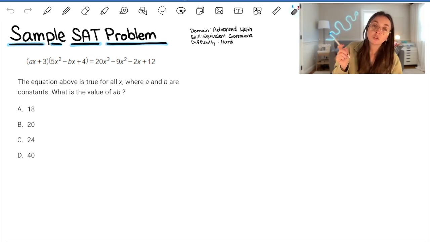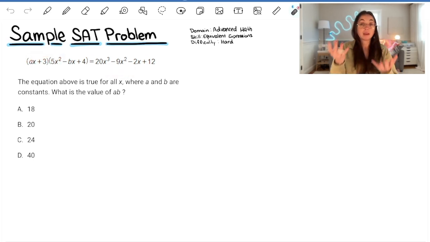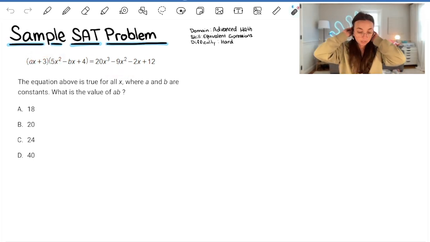So the way to do a problem like this is we have to recognize that this left-hand side is going to be equal to the right-hand side. So we have to make this left-hand side look like the right-hand side. And notice that the right-hand side does not have any of the variables we're looking for. Those are all going to be on the left-hand side. So we have to make this side look like this side and then compare, all right? And so let's do that.